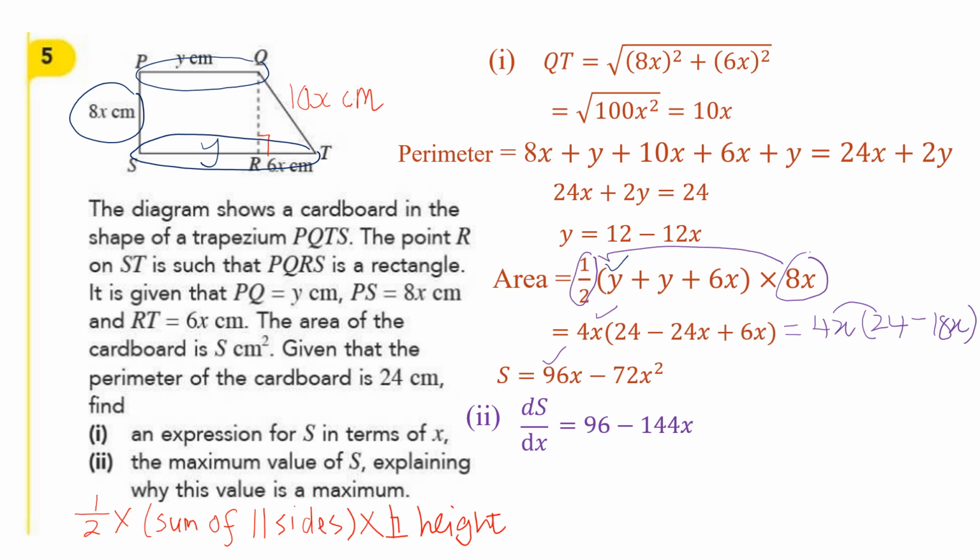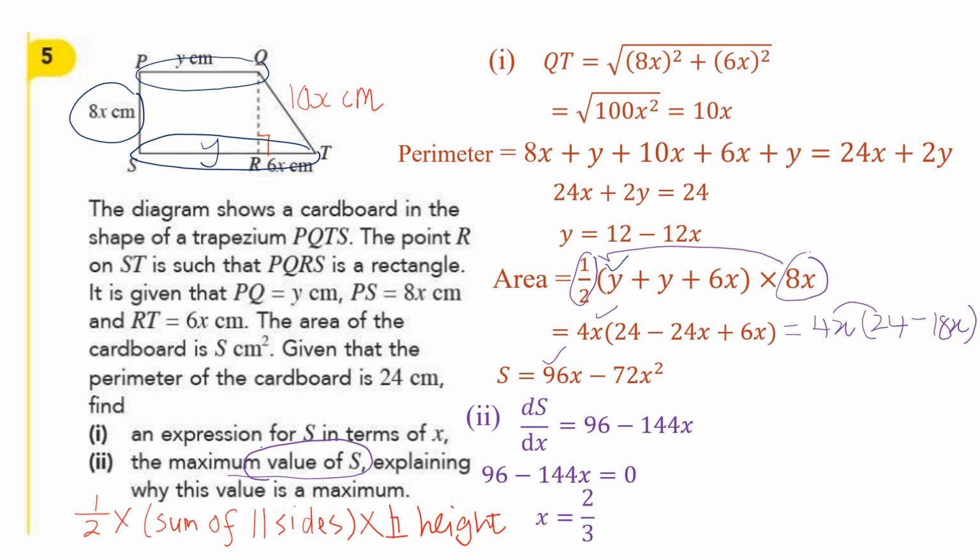Okay, so we're going to differentiate it. Why differentiate it? Because you are told in part 2 that S has a maximum value. So when you're told something like S has a maximum point or S has a maximum value, it means dS over dx is equal to 0. Maximum value of S means dS over dx is equal to 0. Right, so you equate 96 minus 144x equals to 0. You find x to be 2/3.